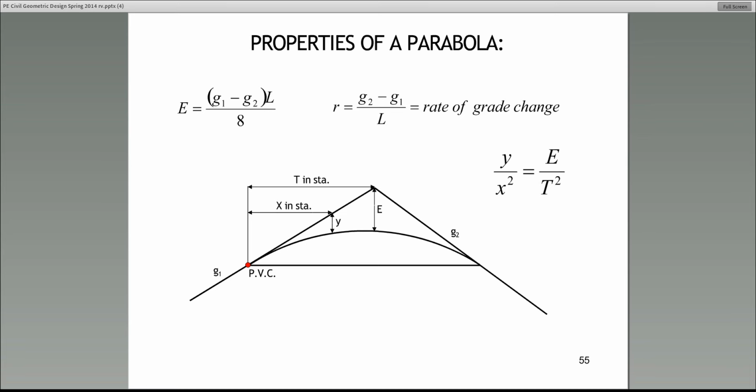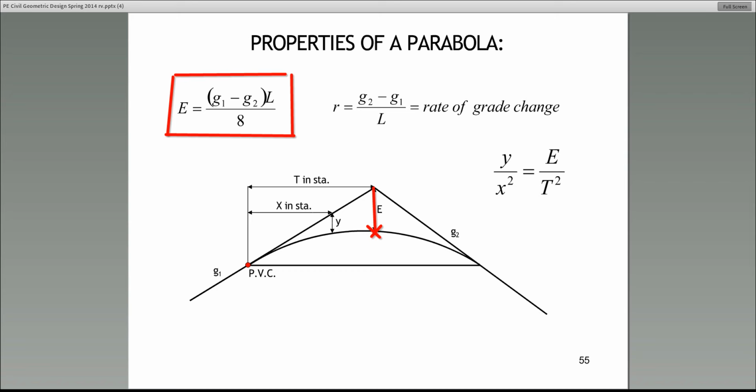When it comes to vertical curves, I need for you to please learn how to use these three equations. This one, understand what E is. E is this quantity right here. It is the distance between the PVI and the midpoint of the vertical curve. That we call E.